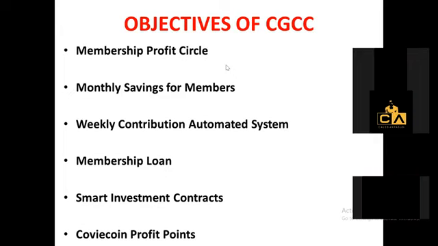Apart from that, it gives you leverage to access a loan, because if you've not saved consistently for at least 6 months, you cannot be given the ability to access a loan.